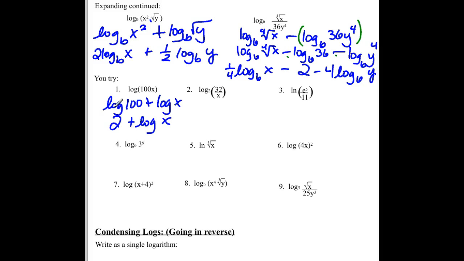All right, Nick, pick somebody. This person. Log base 2 of 32. Yeah, that's what I meant. And then minus log base 2 of x, and then log base 2 of 32 is 5. Good. Minus log base 2 of x. All right. Pick someone.